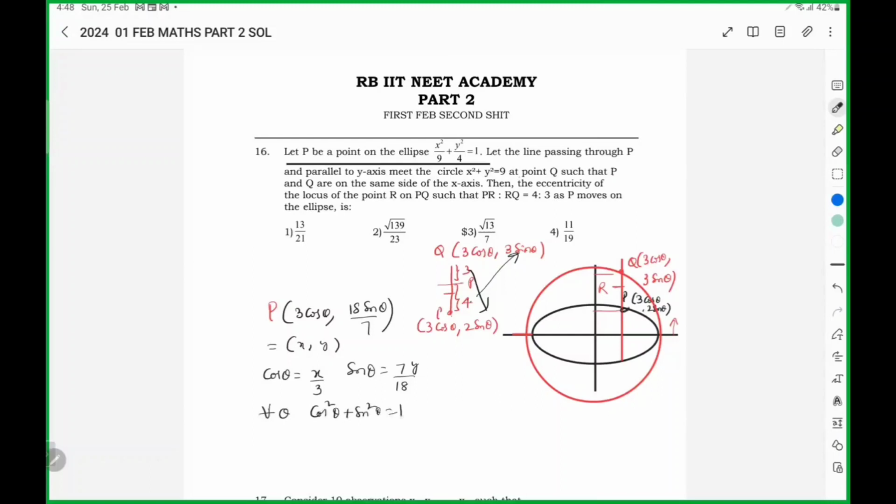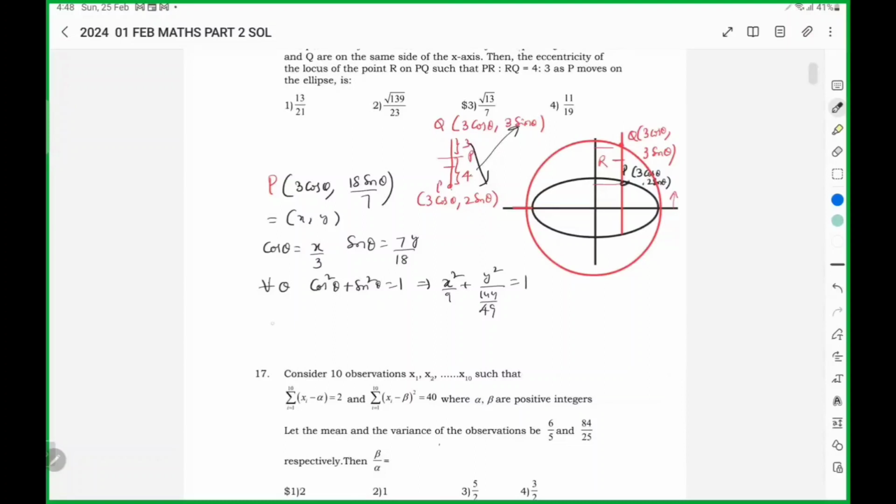For all theta, cos square theta plus sin square theta is 1. So x square by 9 plus 144 by 49 (y square) is equal to 1. So here this is 18 square, 18 square is 324 by 49. So A will be greater than B. So B square is A square into (1 minus e square), from here 324 by 49. So 1 minus e square is 36 by 49, so e square is 13 by 49. E will be root 13 by 7.